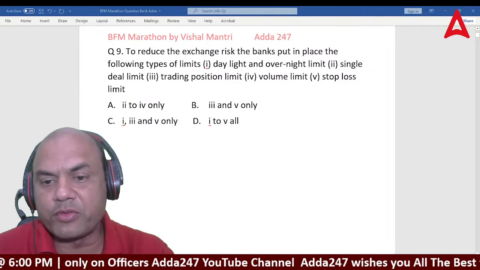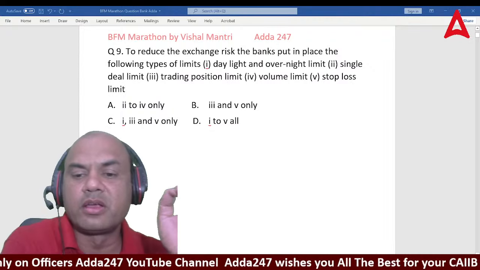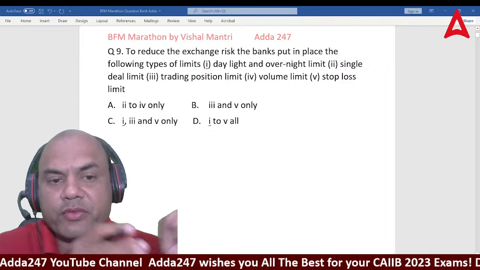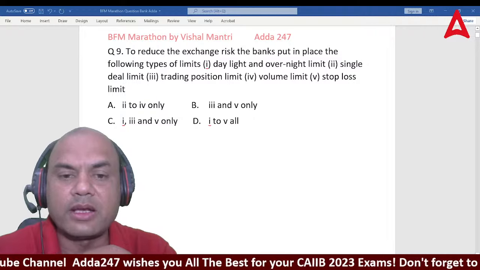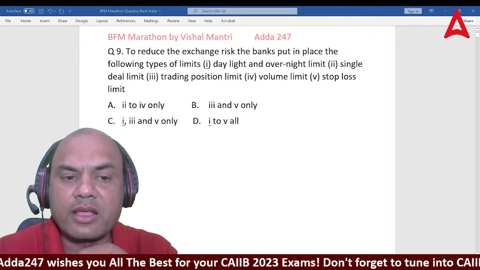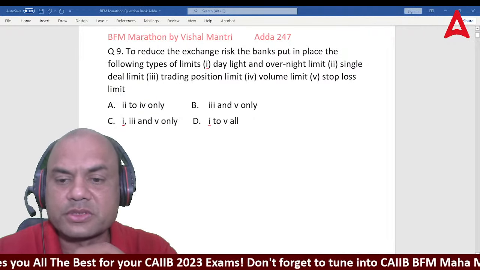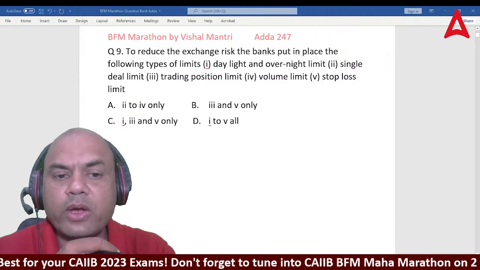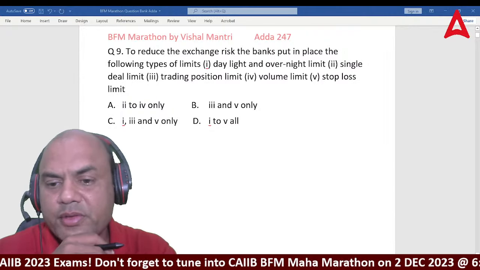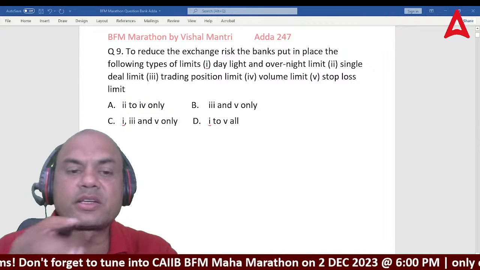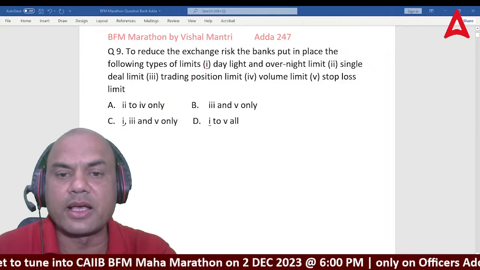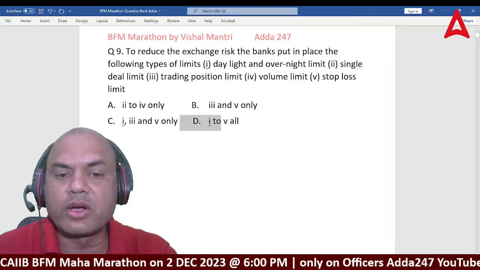Many of you are typing C over here. C is 1, 3 and 5. What is 1, 3 and 5? Daylight, overnight, 3 is trading, and 5 is stop loss. What about 2 and 4? Everyone look at it, the answer should be D, 1 to 5 all.